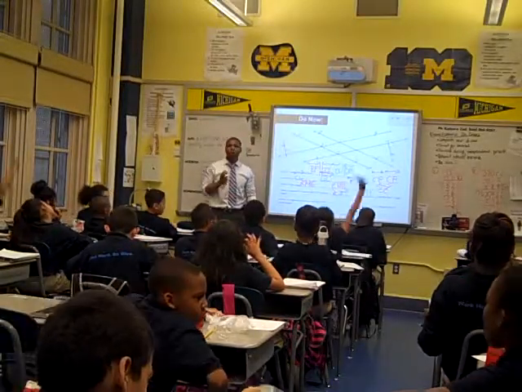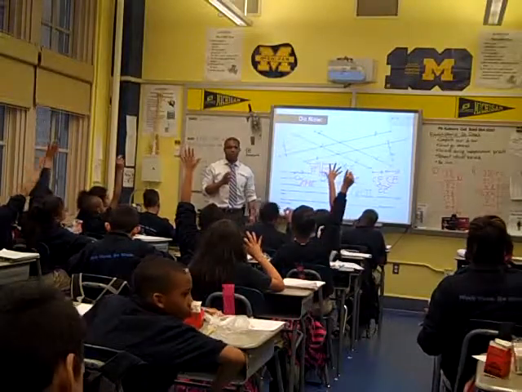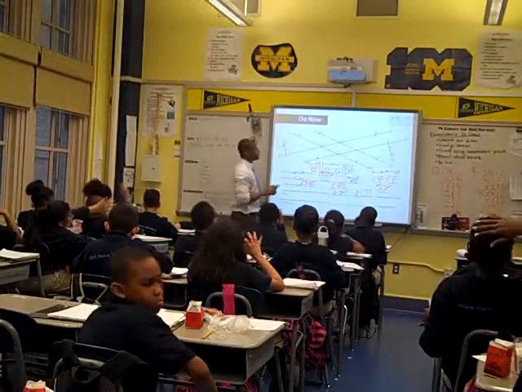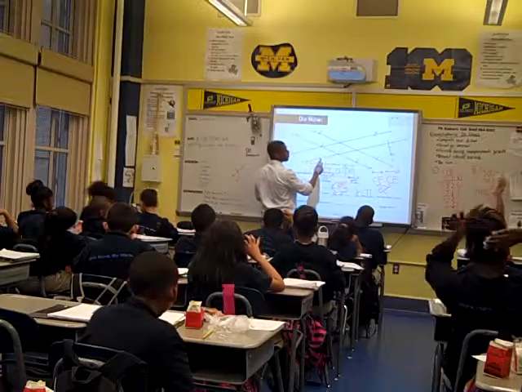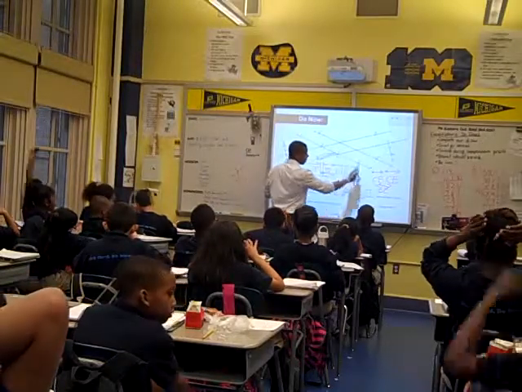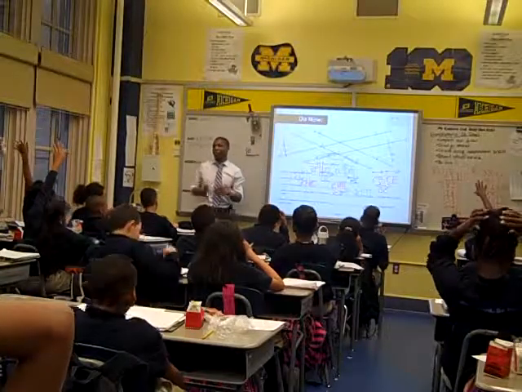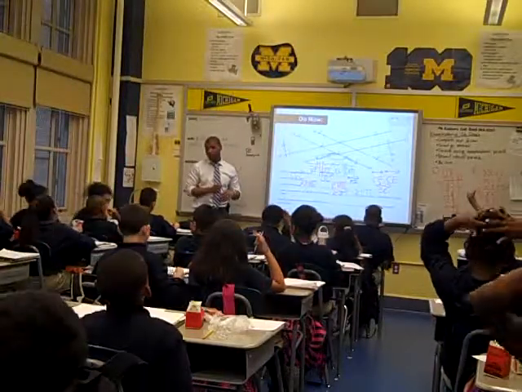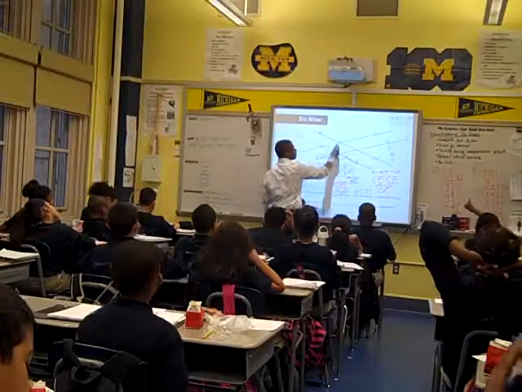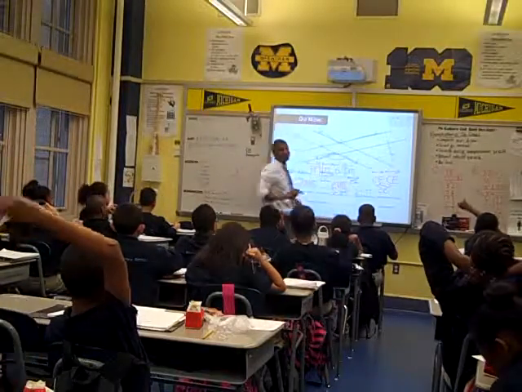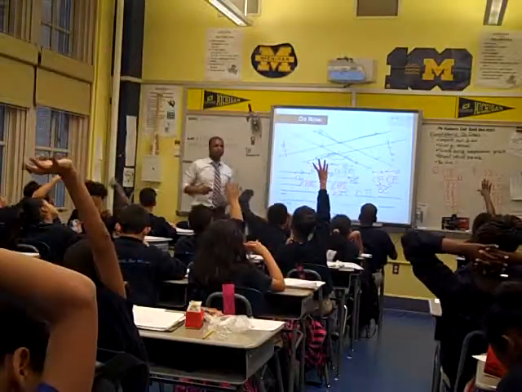Who can give me one? Kelly. K, J, L. So this right here, is that bigger than 90? Yeah. Excellent. Give me another one. Journey. D, F, G, is that bigger than 90? Yeah. Excellent. Jason.